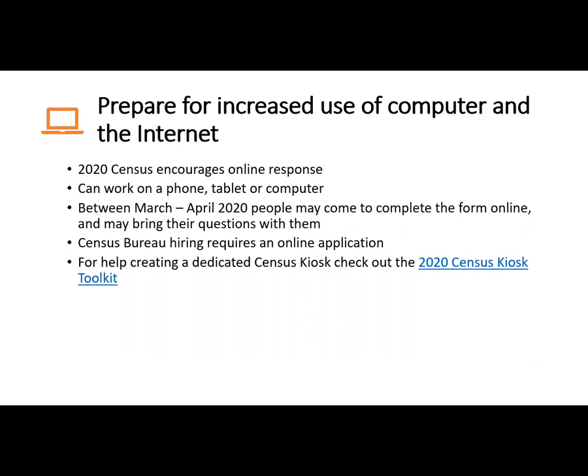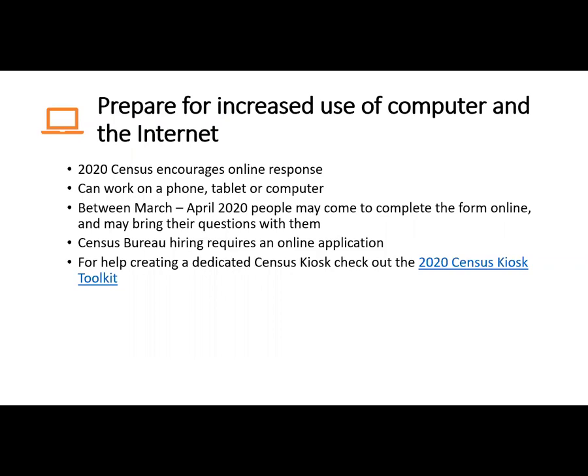So take a laptop, say, and have it set up with the census website right there, with signage that makes it clear that this is for filling out the census. The Providence Community Library did that during the end-to-end test. They weren't super well used, but I think a lot of people stopped and looked, and they got a lot of interest.